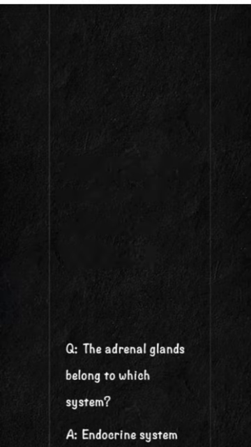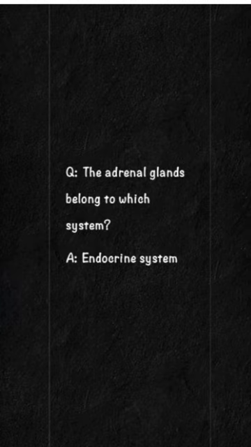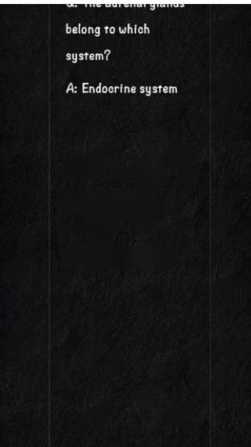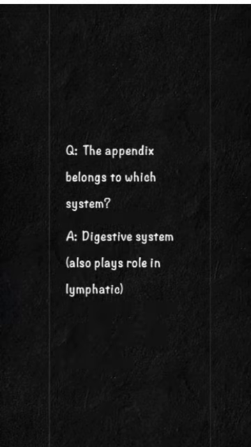Next question, the adrenal gland belongs to which system? Answer is endocrine, the endocrine system. Third one, appendix belongs to which system? Answer is digestive system. But you need to be careful.